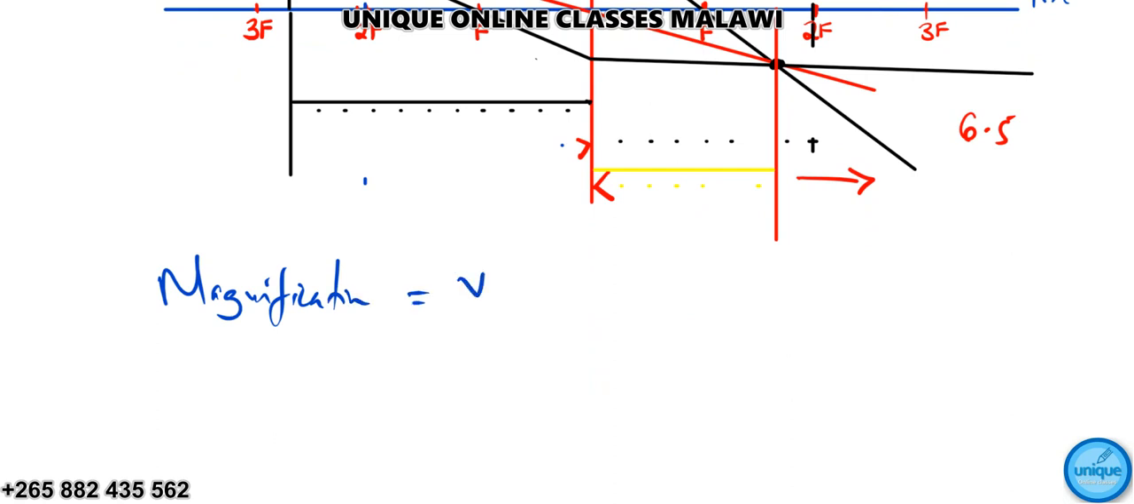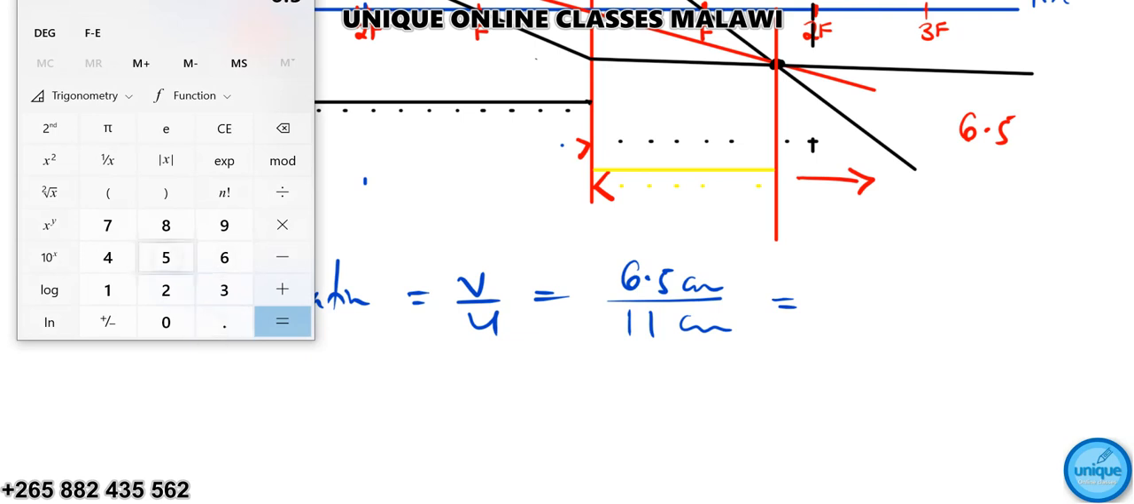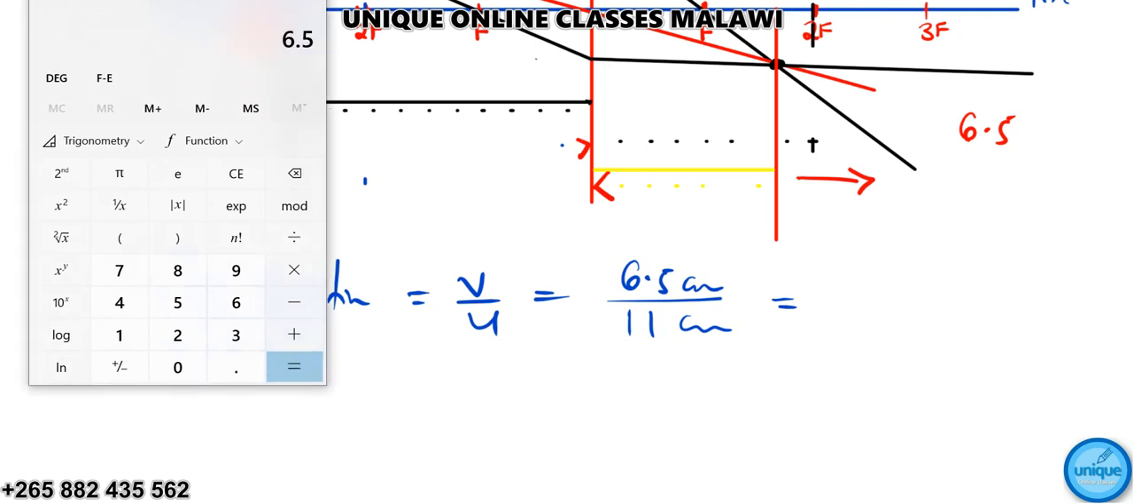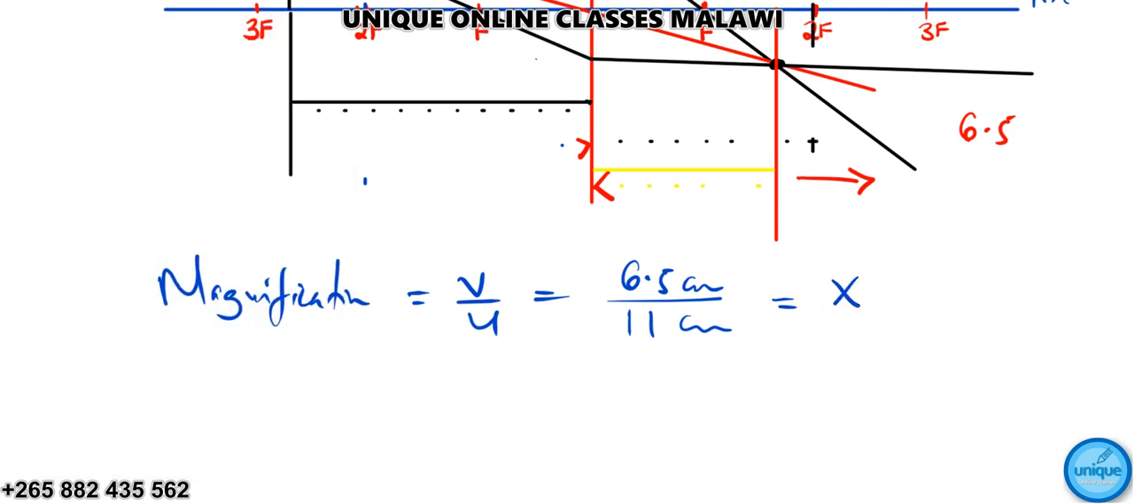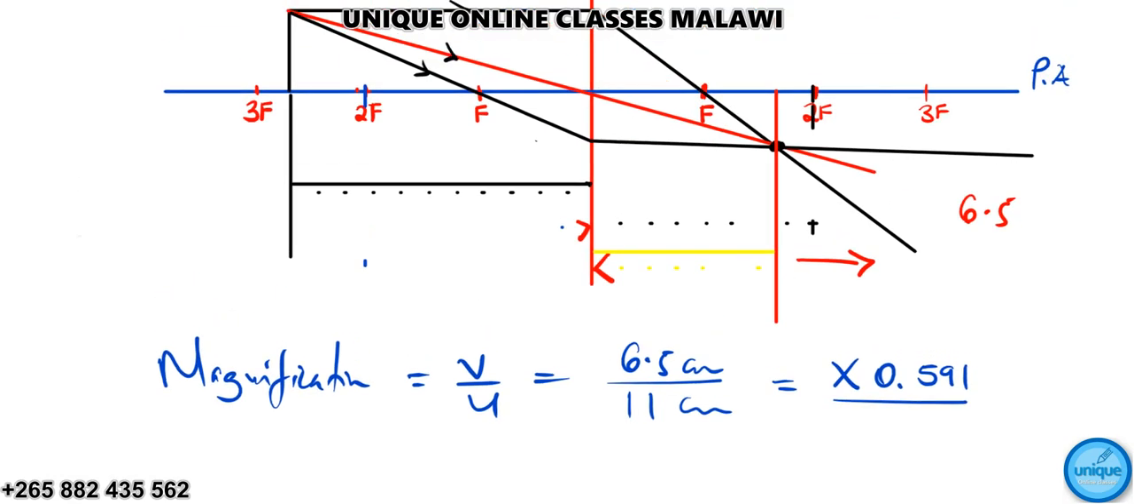Magnification is equal to V divided by U, and V, that's 6.5 centimeters, divided by 11 centimeters. So if you take our calculator and take 6.5 divided by 11, you see the answer you will get is 0.591. So we have our magnification as 0.591. That's our magnification.